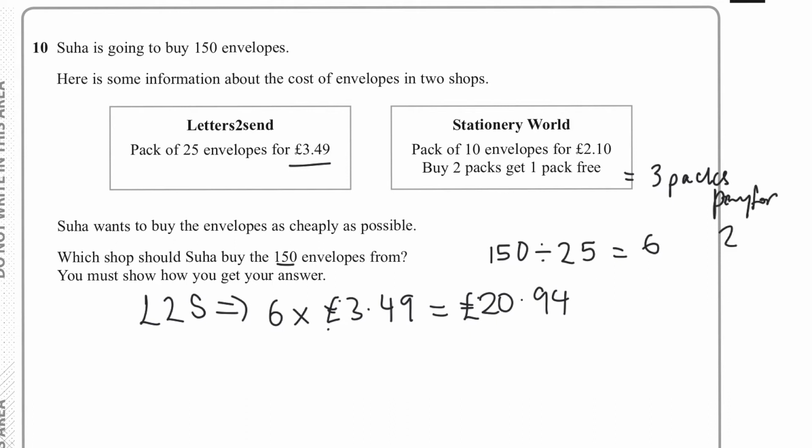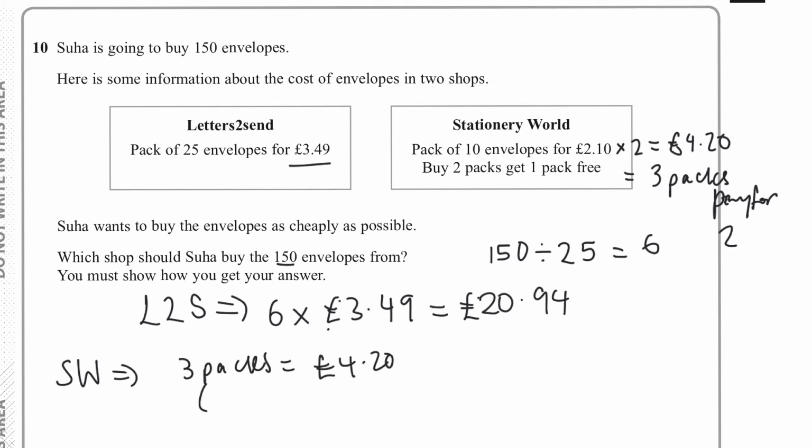Because the other one is free. So 2 packs, the price of 2 packs would be £2.10 times 2. Put that into your calculator, that would be £4.20. So 3 packs, so at Stationery World, 3 packs is equal to £4.20. And for 3 packs, you get 30 envelopes.